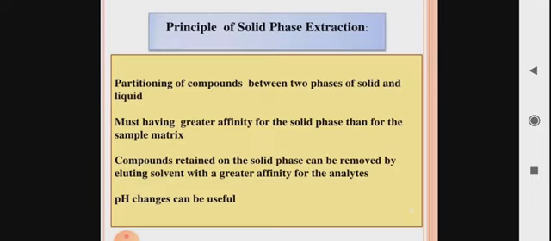Principle of solid phase extraction: partitioning of compounds between two phases, solid and liquid. The compounds must have greater affinity for the solid phase than for the sample matrix. Compounds retained on the solid phase can be removed by an eluting solvent with a greater affinity for the analytes. pH changes can be useful.